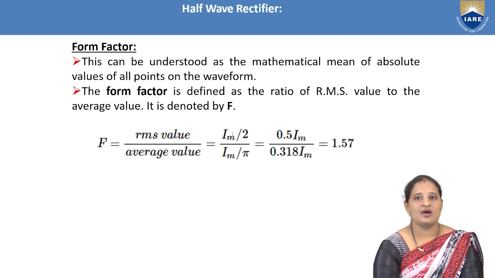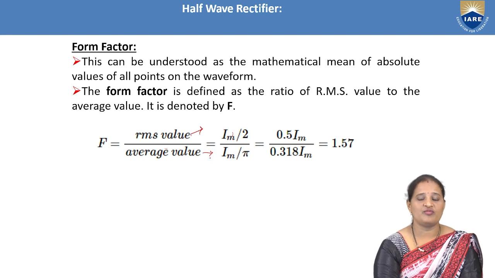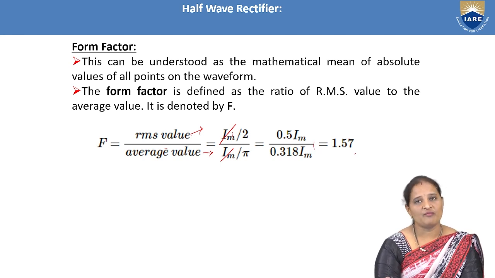Here the RMS value is Im by 2. Either you can take the voltage or current: RMS value of voltage or current to the average value of voltage or current. Im by 2 divided by Im by pi. So this Im gets cancelled, and pi by 2 is given by 1.57. So this is the form factor.